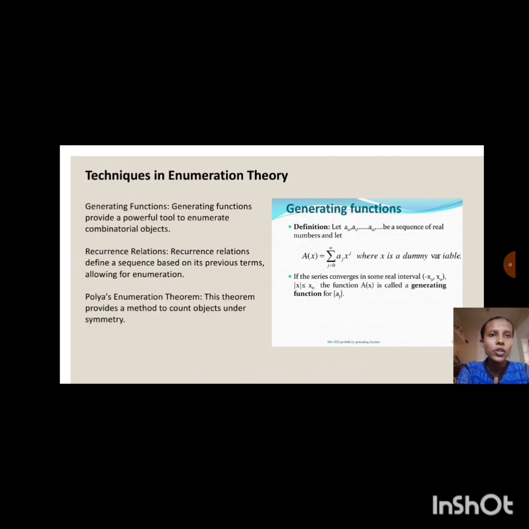Techniques in enumeration theory. Generating functions. Generating functions provide a powerful tool to enumerate combinatorial objects. Recurrence relation. Recurrence relations define a sequence based on its previous terms, allowing for enumeration. Polya's enumeration theorem. This theorem provides a method to count objects under symmetry.